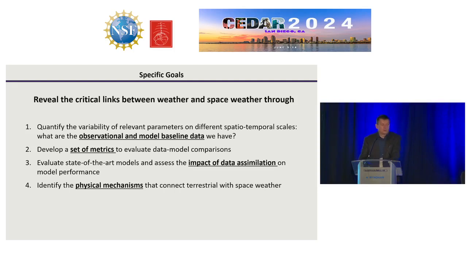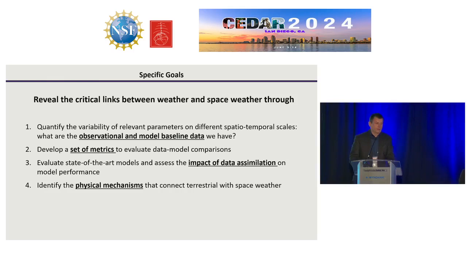The specific goals of this workshop are to reveal the critical links between weather and space weather through four different broad topics. The first one is to define the observational and modeling baseline data set: what do we have? We need that to better understand what is really missing, what additional things, cadence-wise or observation-wise, we need.